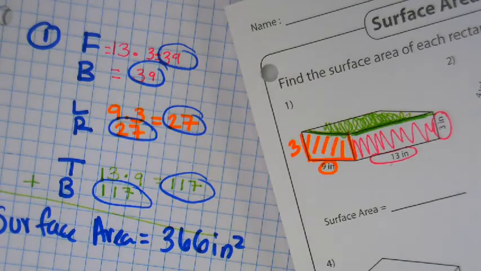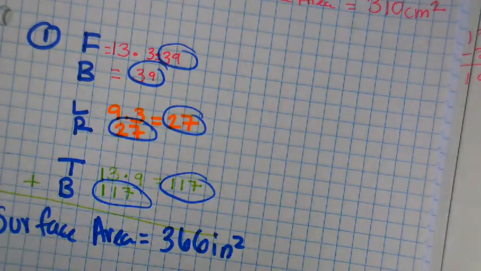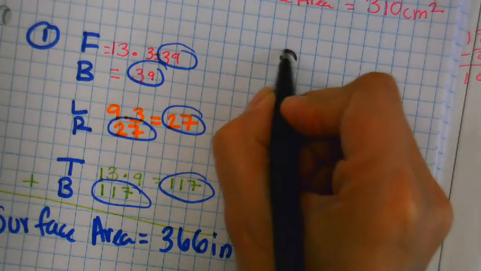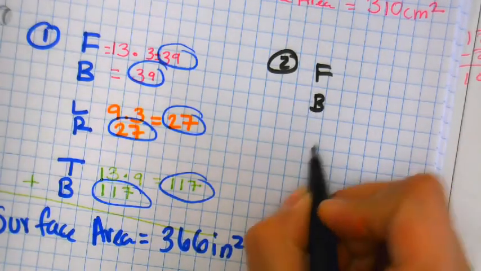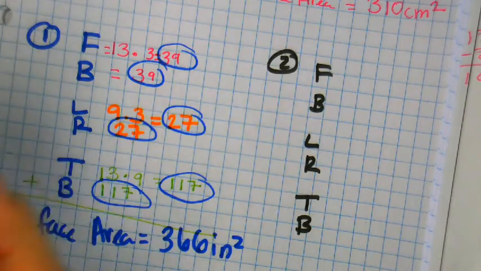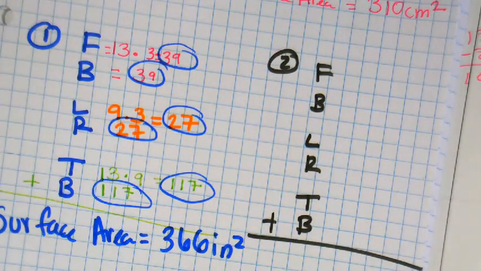All right, we're good? Check your numbers. Did you have all these numbers right, and did you accidentally add incorrectly? That happens. Just take your time on adding. All right, number 2, same thing in your notebook. Start off in your notes by writing F, B, L, R, T, B. That's the first part. Let's go.